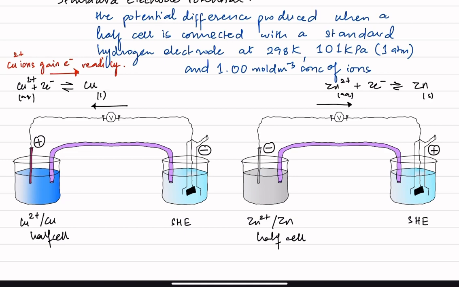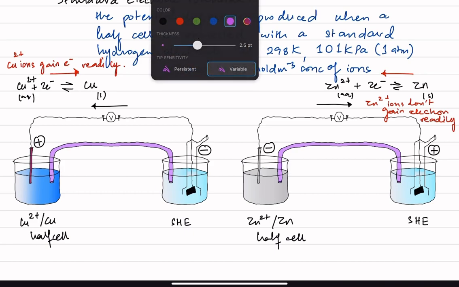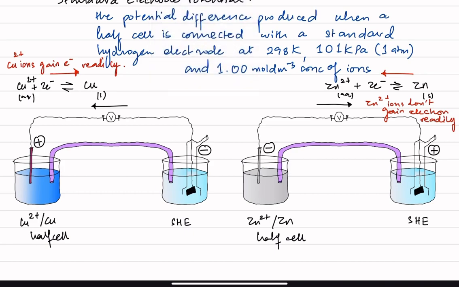But on the right hand side, zinc ions lose electrons readily. They don't gain, they lose electrons. So the equilibrium doesn't tend towards the right, it tends towards the left. It tends towards the left so that zinc ions don't gain electrons, or you can say in other words, zinc atoms lose electrons. Copper ions gain electrons, and on the other hand, zinc ions do not gain electrons. This decides what kind of terminal your electrode is going to produce.